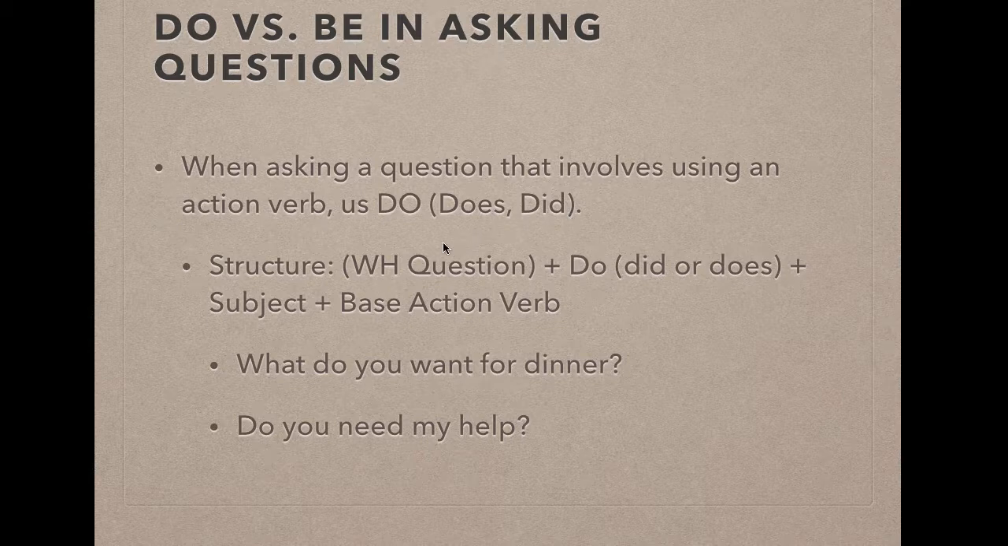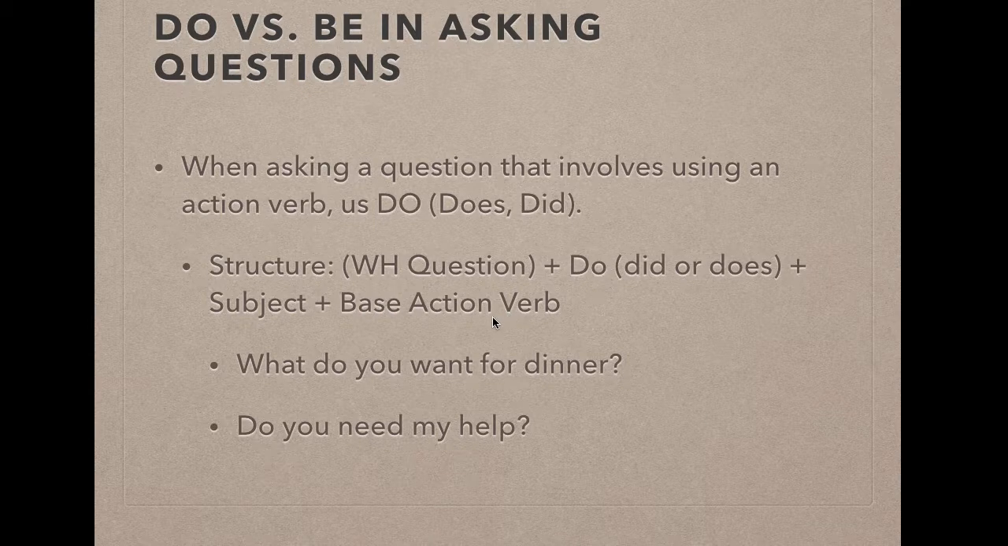Okay, so what's the structure of a question when we use do? The structure is if you use a WH question, you can put it in there like who, what, where, when, why, or how. But we don't have to have a WH question. We can start a question with just do. And of course we could say does if it's third person singular. Then we put our subject. Then we put our base action verb.